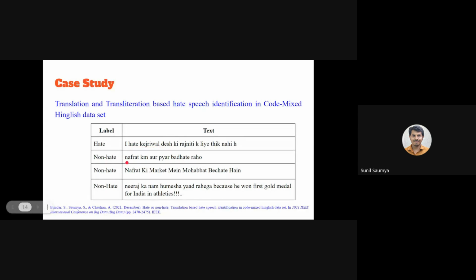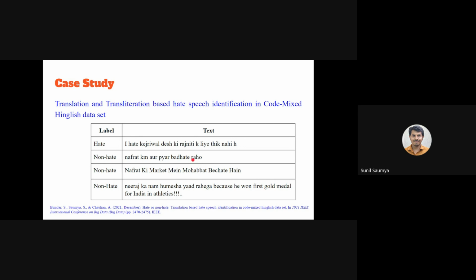Similarly, the second sentence you can see here, "nafrat kam or pyar badhate raho". It is a code mix sort of thing, right? There is no second script. There is only one script, Hindi, the Devanagari, but it is written in the Romanized way. Similarly, the third sentence is also non-hate: "नफरत की मार्केट में मोहब्बत बेचते हैं". And the fourth sentence is also non-hate: "नीरज का नाम हमेशा याद रखा जाएगा, याद रहेगा", because he won the first gold medal for India in athletics. So these are some of the sample sentences which we actually used for our case.